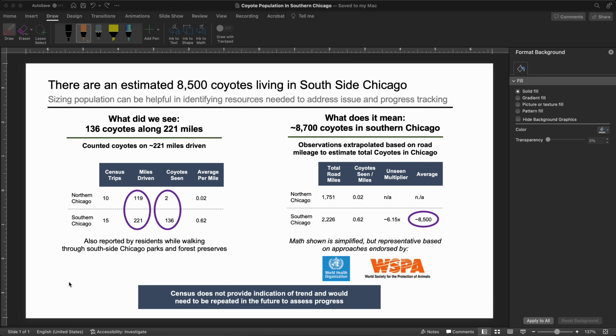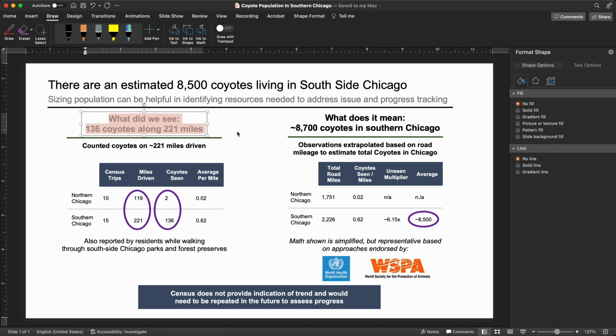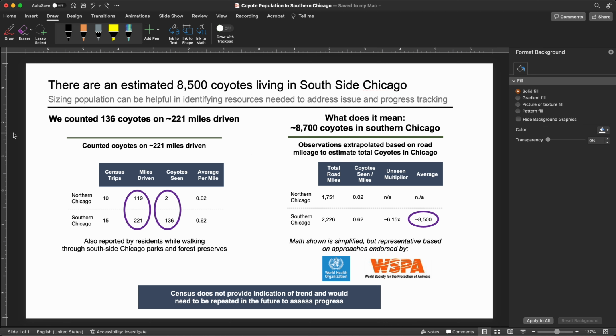Whenever I encounter a somewhat dense infographic like this, I want to make sure that everything on the page is working as hard as it can. So I'm going to go through and strip out some of the language and make it as clear as possible before we start our redesign. I'm going to change the title on the left table to say, "We counted 136 coyotes on approximately 221 miles driven." At this point, we can go ahead and delete the corresponding subtitle and the rule above it. Our goal here is just to create a clear sketch that we can use to inform our new design.